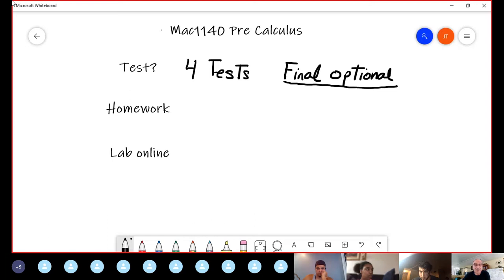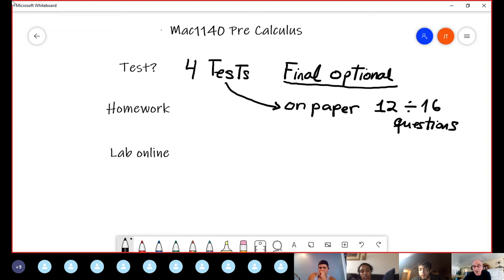The tests are on paper. On the day of the test, I will send you the test in PDF format, you solve it at home, and you send it back. You take pictures of each question. A normal test has 12 to 16 questions. You solve them one by one, on one piece of paper or two, depending on the size of the question you solve. You take a picture using your smartphone and send it back to me.